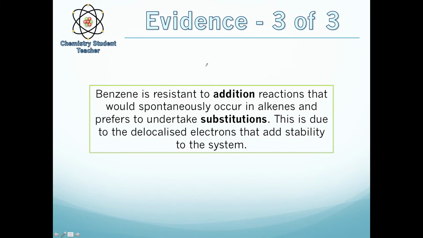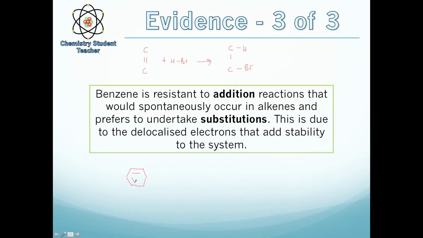Well, benzene is resistant to addition reactions that would spontaneously occur in alkenes, and it prefers to undertake a substitution reaction. So we look at an alkene, a carbon-carbon double bond like that. I'll ignore the hydrogens or any R groups, and we attack it with, say, HBr. That will, without a catalyst, break that bond, add a hydrogen in one and a bromine in the other, and there's a nice little addition reaction. Benzene doesn't like to do that.